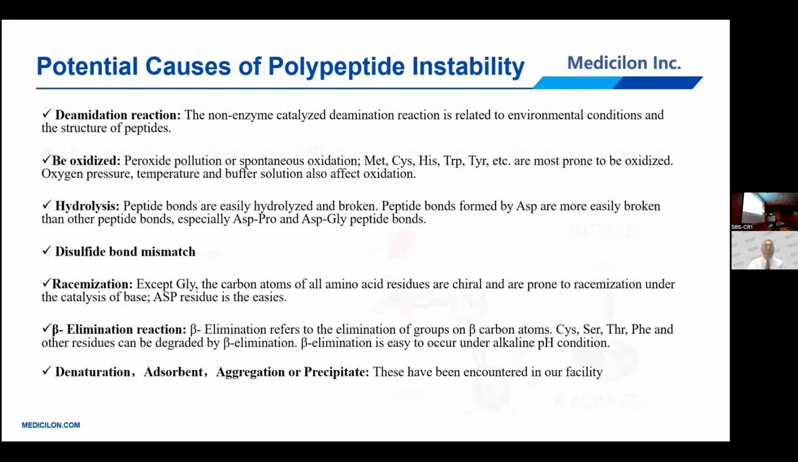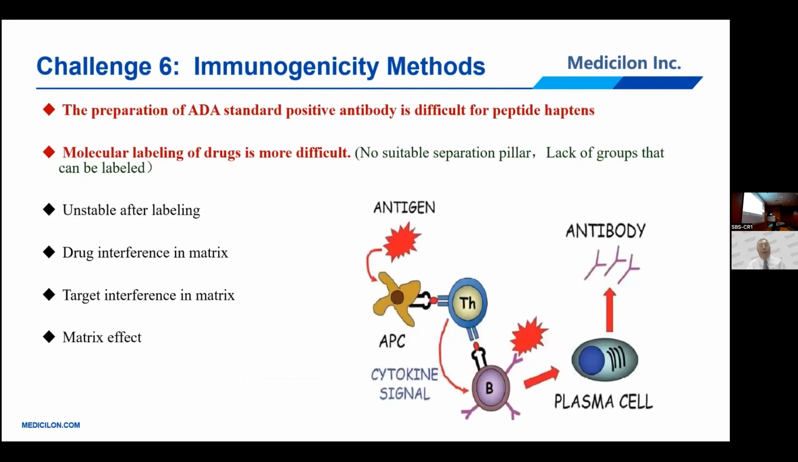Also, the sixth challenge is the immunogenicity method. As I mentioned before, if a drug is highly immunogenic, it may produce more antibodies in the body, and then you need an assay for ADA. So this is also important. Molecular labeling of drugs is very difficult when setting up the bioanalytical method.